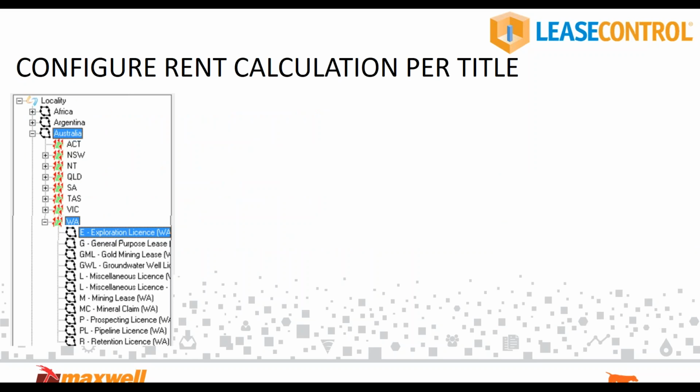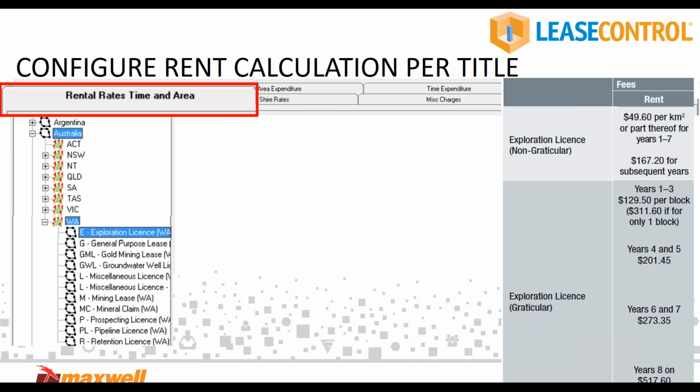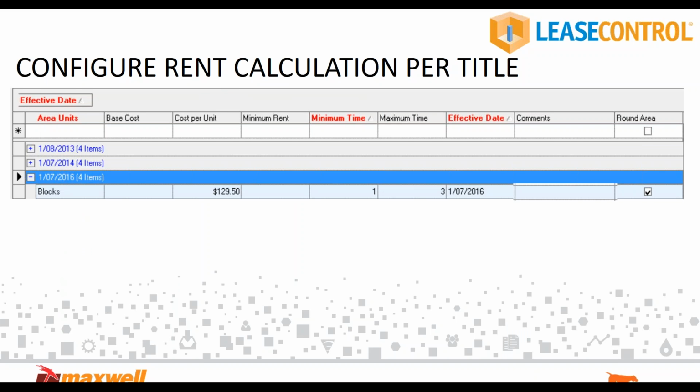This time we'll be accessing West Australian exploration licences using the Rental Rates, Time and Area tab as before, as the rent is dependent on the age and area of the licence. As before, enter the details into the top row and press Enter on your keyboard to move into the grid, noting that this time we use the cost per unit instead of the base cost, as this fee applies per unit, which in this case is per block, rather than a fee per title.